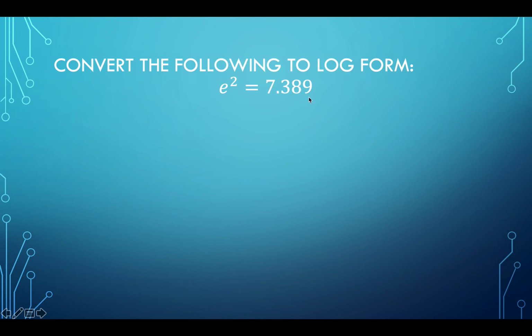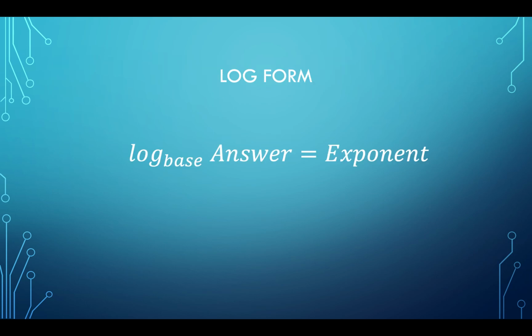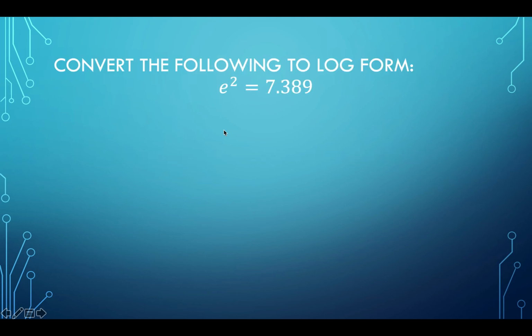Okay, first thing, we want to put it into log form. As a reminder, our log form is log, then our base, then our answer is equal to whatever that exponent was. So in this problem, e is our base, 2 is our exponent, and 7.389, that's our answer. So we're going to plug this into log form. So all of this, what we had over here, we're just going to plug it in. So log base e of 7.389 is equal to 2.